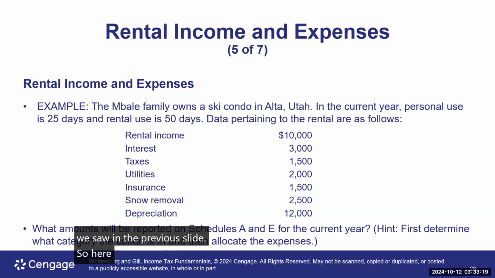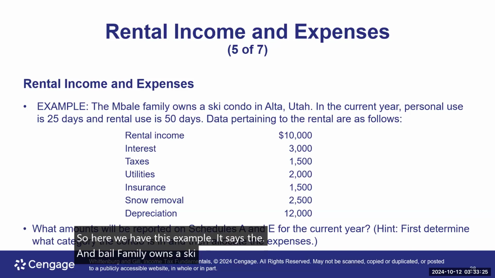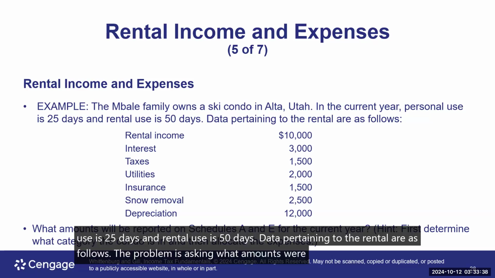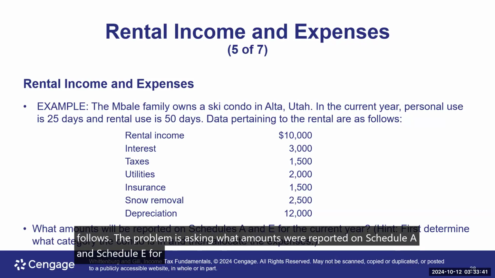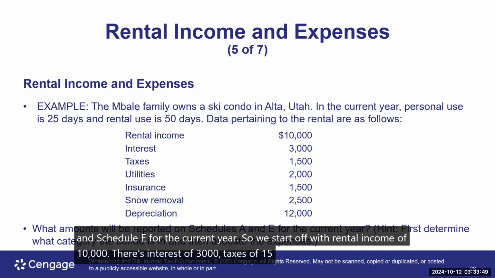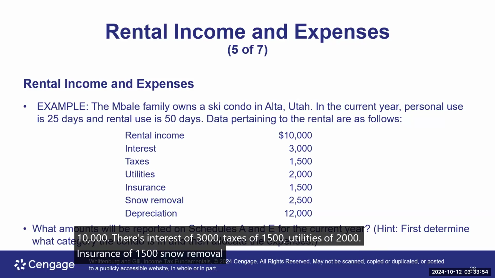So here we have this example. It says the M. Bale family owns a ski condo in Alta, Utah. In the current year, personal use is 25 days and rental use is 50 days. Data pertaining to the rental are as follows. The problem is asking what amounts were reported on Schedule A and Schedule E for the current year. So we start off with rental income of 10,000. There's interest of 3,000, taxes of 1,500, utilities of 2,000, insurance of 1,500, snow removal of 2,500, and depreciation of 12,000.